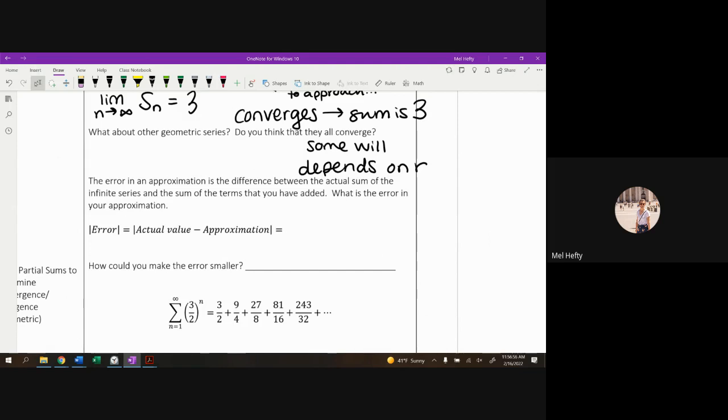So our error in our approximation is just the straight up difference between the actual sum and the sum of the terms that I've added. You can compare that to, like, in a science class, you might talk about percent error. We're going to take the percent part out of it. We just want to know how far we are from our actual approximation. So if we did our actual sum, which is S without any subscript, minus S sub 10, our error for that term would just be 3 minus 2.997. We'd get 0.003.